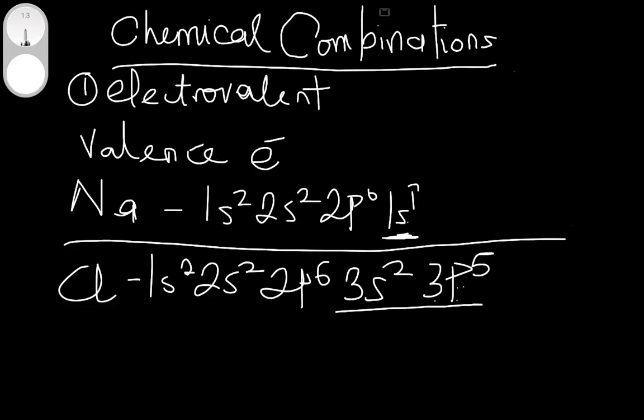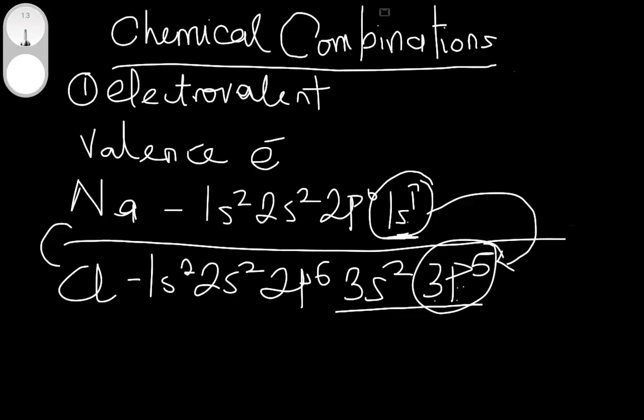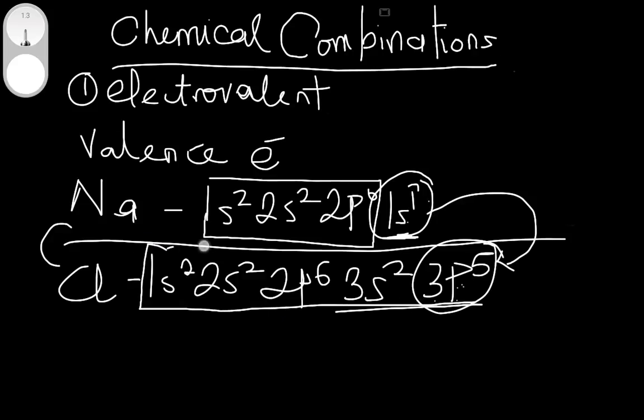So you can see that sodium and chlorine will easily react. Sodium can easily give this electron to chlorine. If sodium gives out this electron to chlorine, this will become the electronic configuration of sodium in this compound, sodium chloride, and this 3p6 will become the new configuration for chlorine.